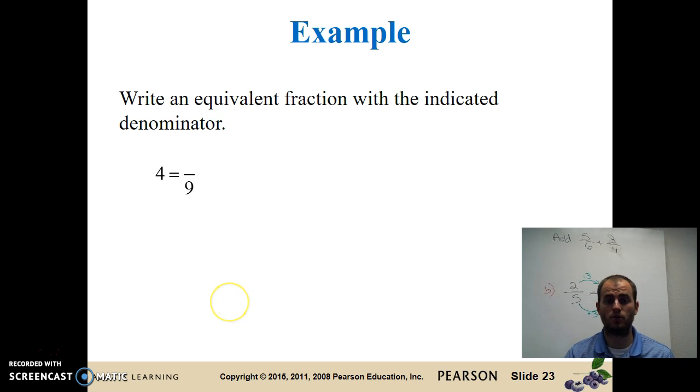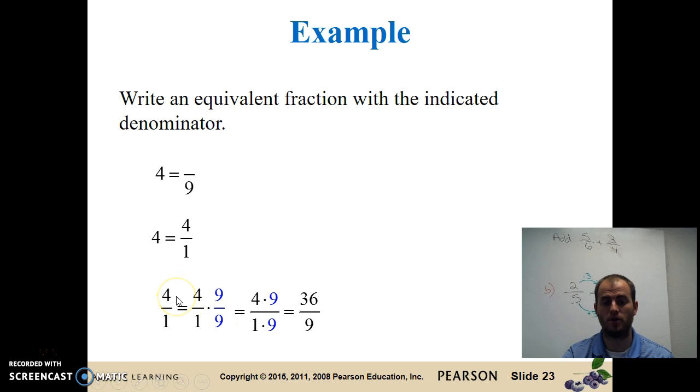9x over 11 equals what over 44? Again, that x will just come along in the numerator. For letter D, it says 4 equals blank over 9. Remember, 4 is 4 over 1. So 4 over 1 equals what over 9? So to go from 1 to 9, we'd have to multiply by 9. If you multiply the denominator by 9, you need to multiply the numerator by 9. So 4 over 1 is the same thing as 36 over 9, because 36 divided by 9 is 4.